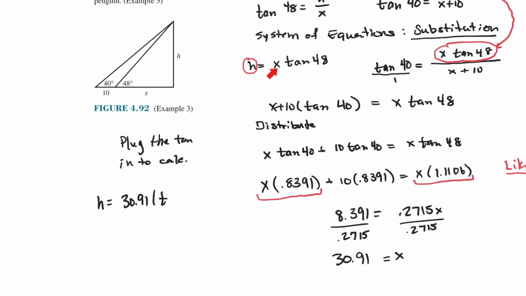H is equal to x, which we found here, times tangent of 48. So we're just going to plug that in and get out my solution. Piece of cake. So the actual helium balloon is 34.33 feet off the ground.